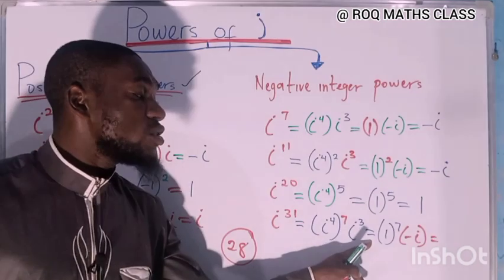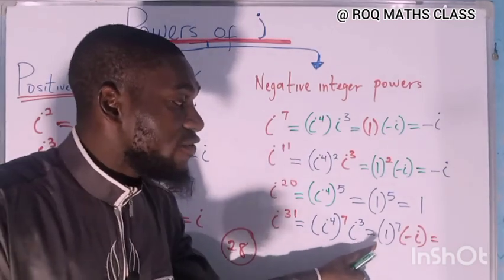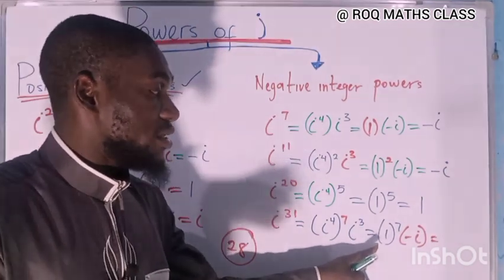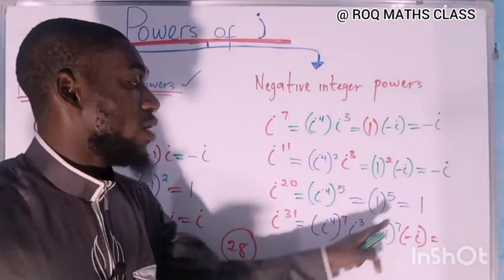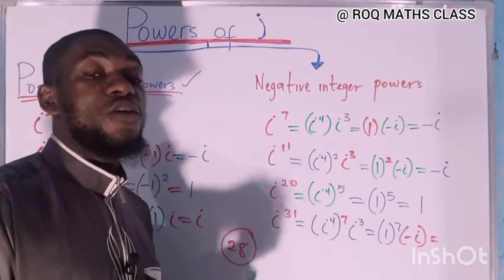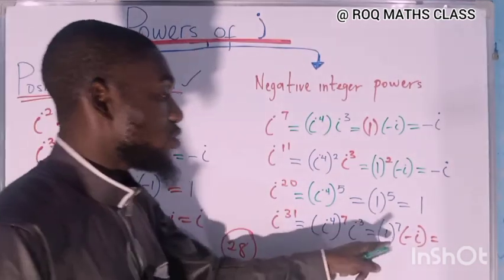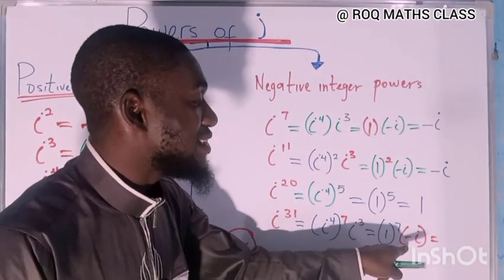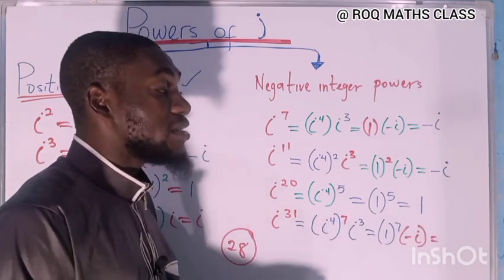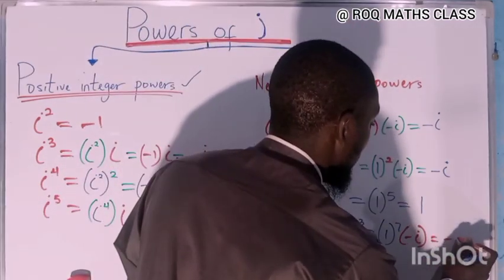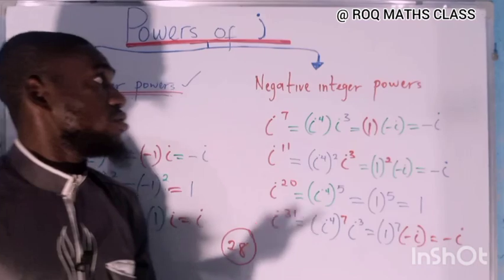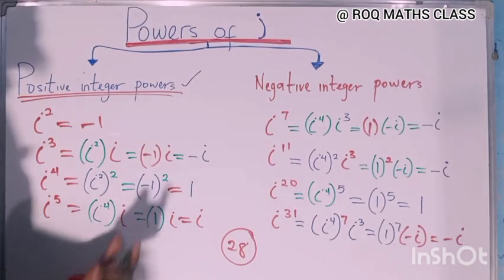And 1 raised to any positive integer is the same thing as 1. Because 1 raised to the power of 7 is 1, 1 raised to the power of 1 million is 1, 1 raised to the power of 1001 is the same thing as 1. So this one is the same as 1, and 1 times minus iota is the same thing as minus iota. So this is how to find the powers of iota.